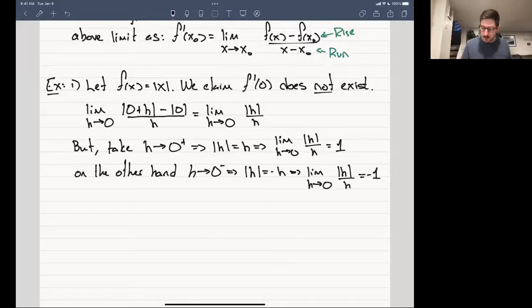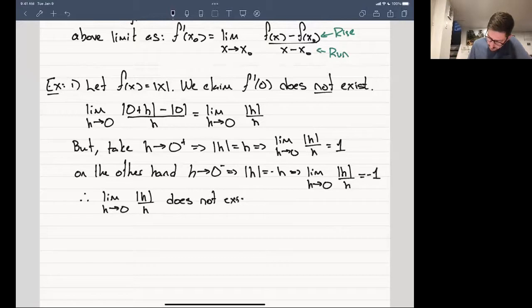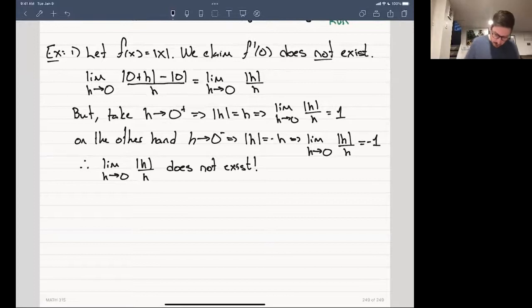And this tells us now that depending on which side we approach from, we get different limits, and therefore the limit does not exist. So therefore, the limit as h goes to 0 of the absolute value of h over h does not exist. And that tells you that your derivative does not exist there either. All right, so this is probably a very common example that's used throughout introductory calculus, but it's nice to recall it. Now, let's look at the same example, but let's show that the derivative exists elsewhere.